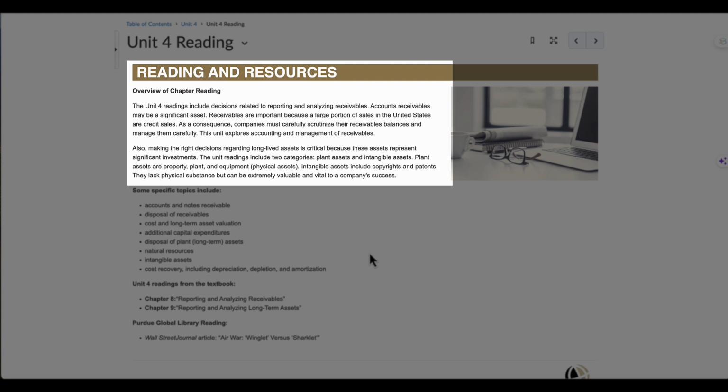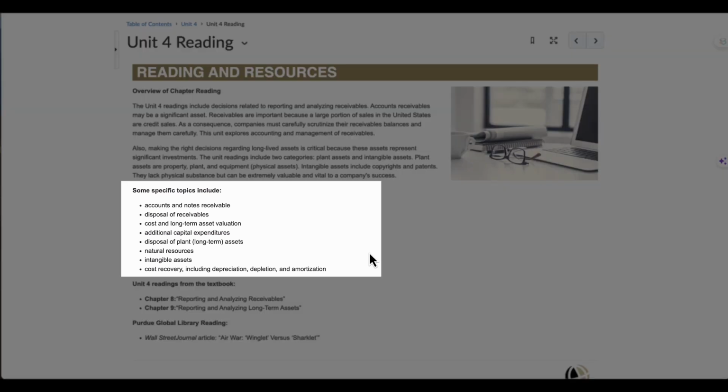Also, making the right decisions regarding long-lived assets is critical because these assets represent significant investments for the organization. So this unit includes two different categories: plant assets and intangible assets. Plant assets are property, plant, and equipment, physical assets, whereas intangible assets include copyrights and patents. They lack physical substance, but they can also be extremely valuable and vital to a company's success.